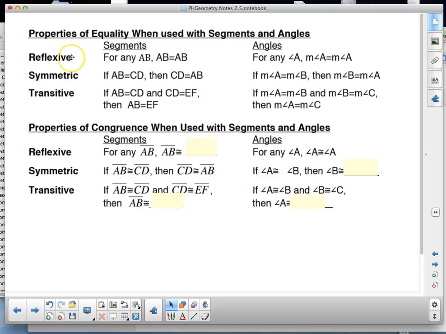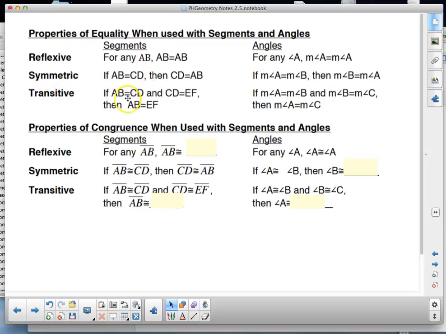Now, this is an example of when I use the reflexive property when I work with segments. For any segment AB, the length AB is equal to its own length AB. And with angles, for any angle A, the measure of angle A is equal to the measure of angle A. Symmetric, remember, I flip. x equals 3, 3 equals x, that's the symmetric property. In this case, if the length AB equals the length CD, then the length CD equals the length AB. And for angles, if the measure of angle A equals the measure of angle B, then the measure of angle B equals the measure of angle A. So I can switch those in that direction.